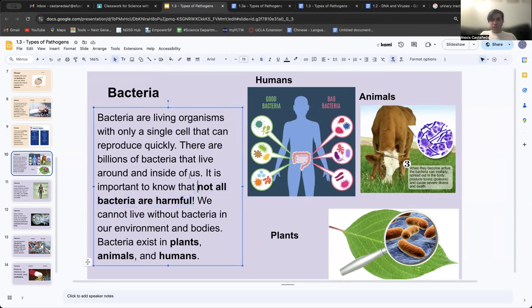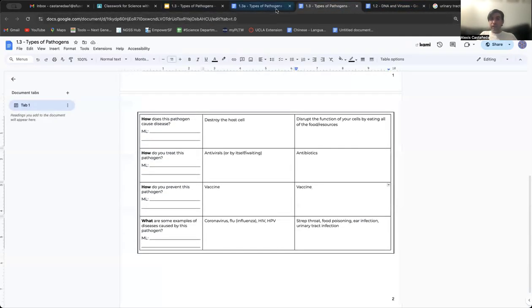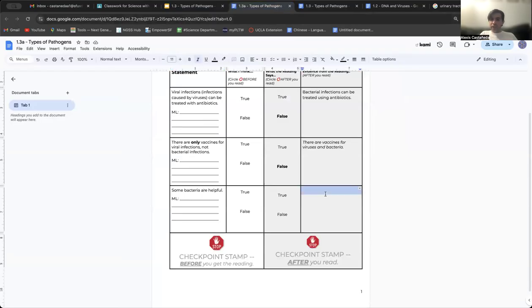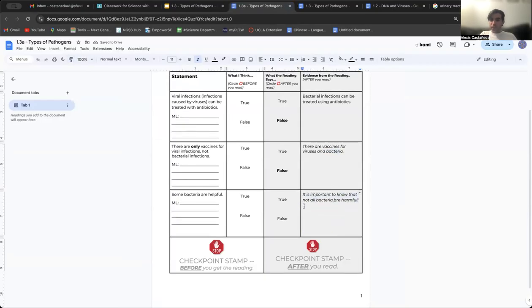Not all of them are helpful. It is important to know that not all of them are helpful. Some of them are actually really, really important, and we need to keep them. That's why it's not a good idea to always just take antibiotics, because antibiotics will kill the bacteria. We need a lot of that bacteria. A lot of the bacteria is actually really helpful. So this statement here is true. Some bacteria are helpful. Not all of them are harmful.